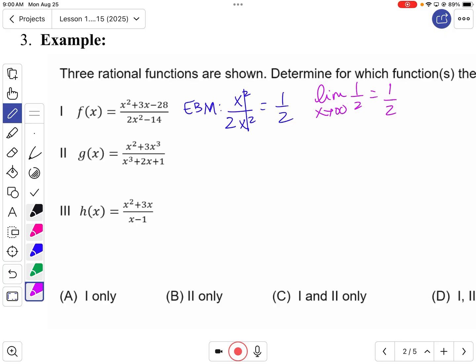Limit of a constant is a constant, okay? We could go the other direction because I'm not doing anything in context this time, okay? So if I do the limit as x approaches negative infinity of 1/2, what's it going to be? 1/2. So we have a horizontal asymptote at y equals 1/2. Okay, so the first one has a horizontal asymptote.